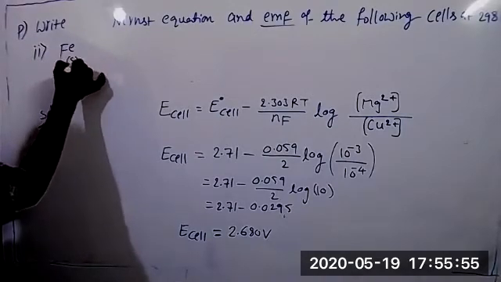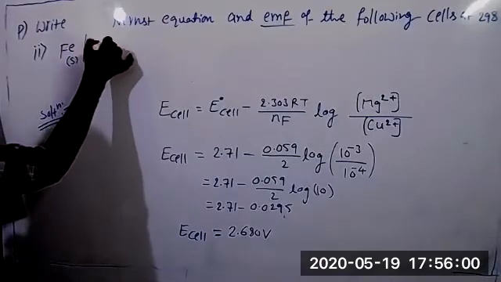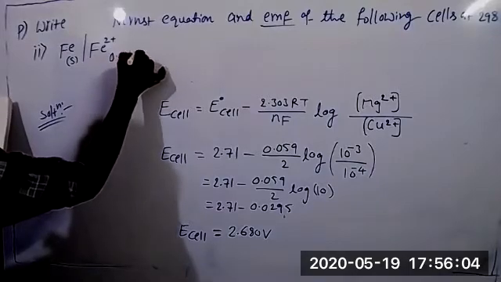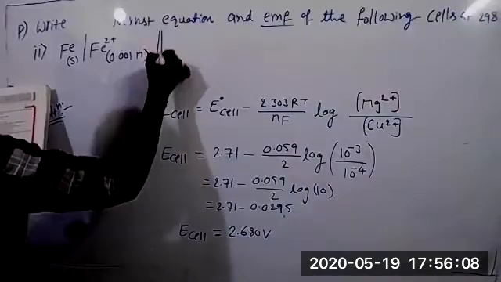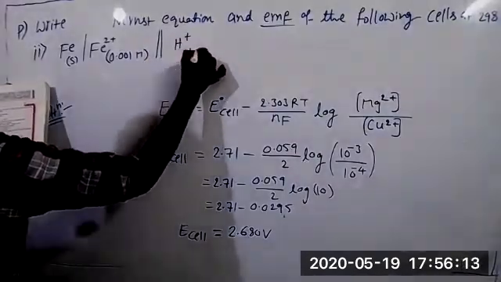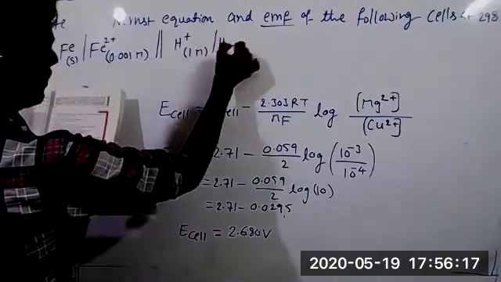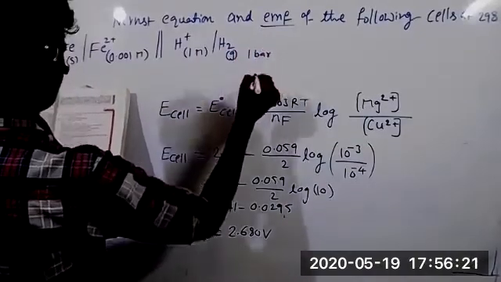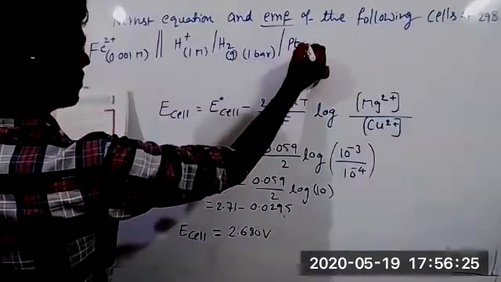Fe, here it is solid, becomes Fe2 plus, concentration is 0.001 m, salt bridge, H plus, it is 1 m, and giving H2 hydrogen gas, 1 bar pressure. Electrode is platinum electrode, solid.